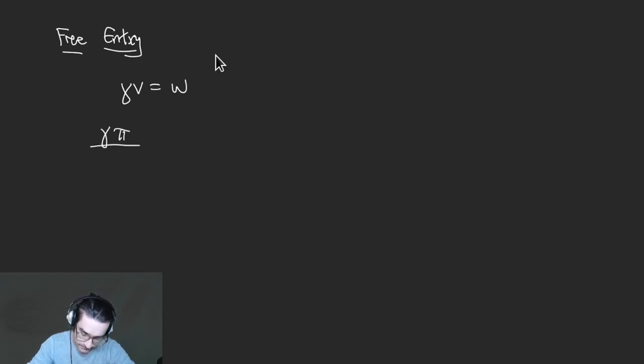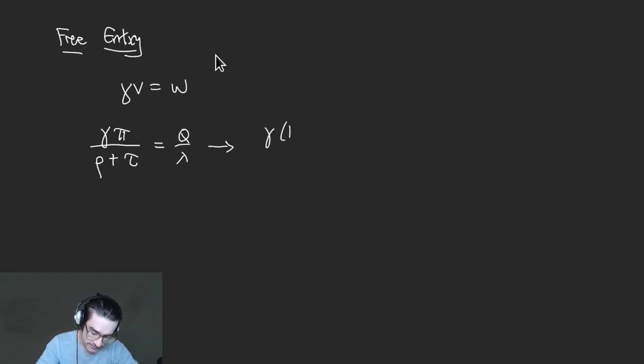We're going to have gamma V is equal to W. That means gamma pi over rho plus tau is going to be W, and remember W is Q over lambda. I'm just using stuff from that previous page, and then we can keep plugging in.